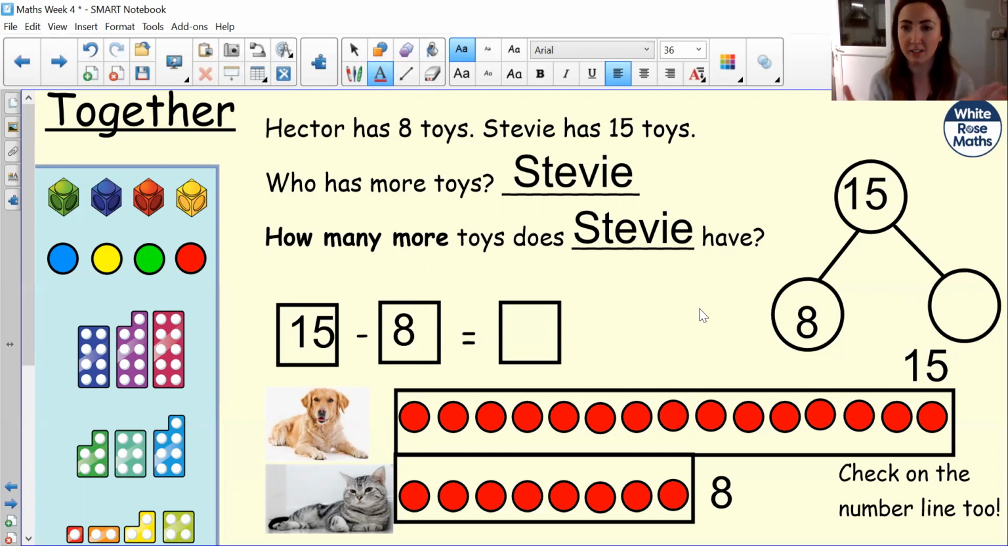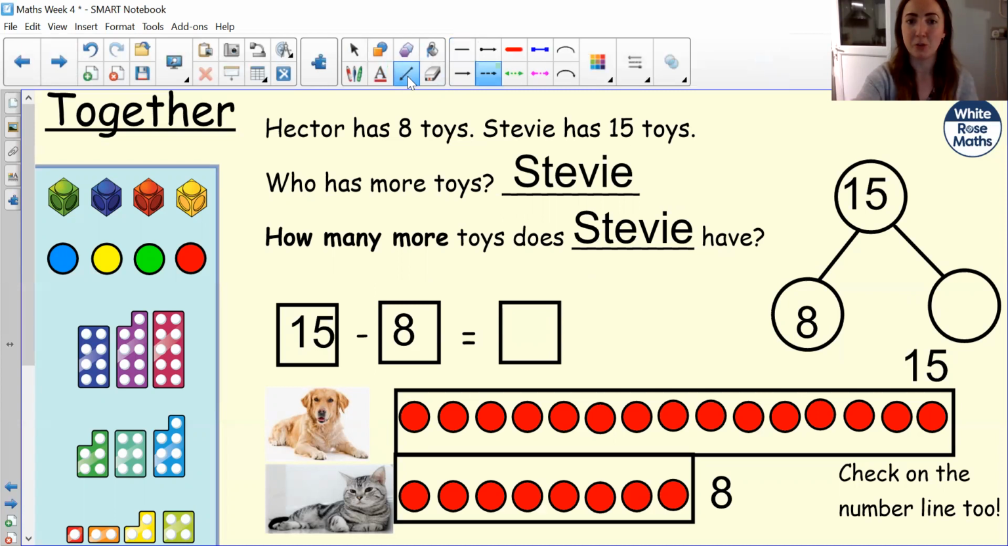And how did we do it last time with our bar model? Can you remember? So we drew a line, didn't we? Because we are subtracting the smaller group, the amount that's the same. So everything on this side is the same. There are 8 counters, 8 of Stevie's toys and Hector's 8 toys. And then this, the extra amount, is how many more Stevie has.